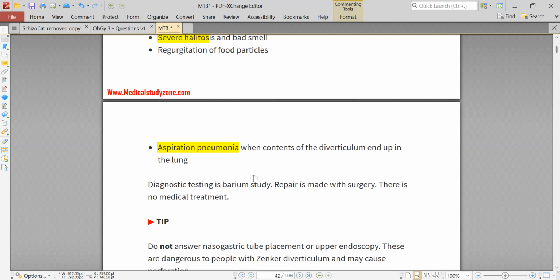So how are you going to check for this Zenker's diverticulum? We are going to do a barium study. Repair means surgery, and there is actually no medical treatment for that.